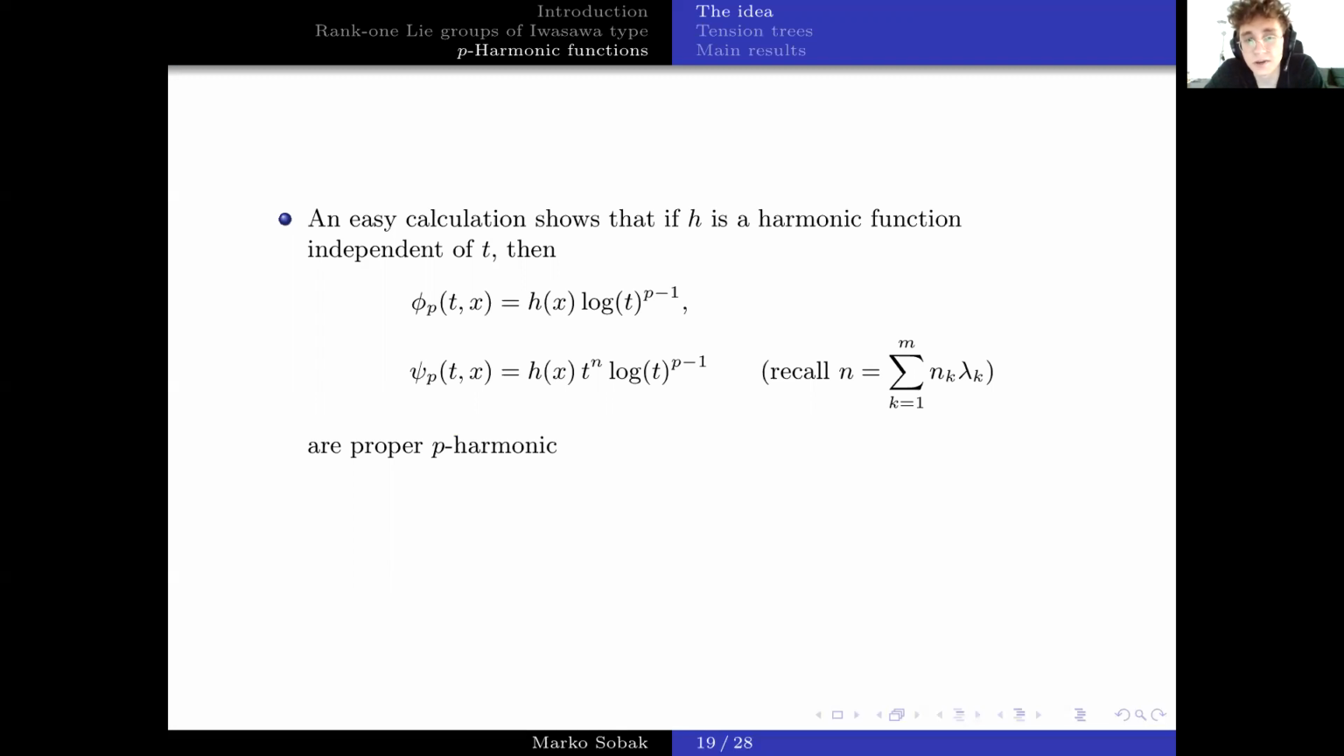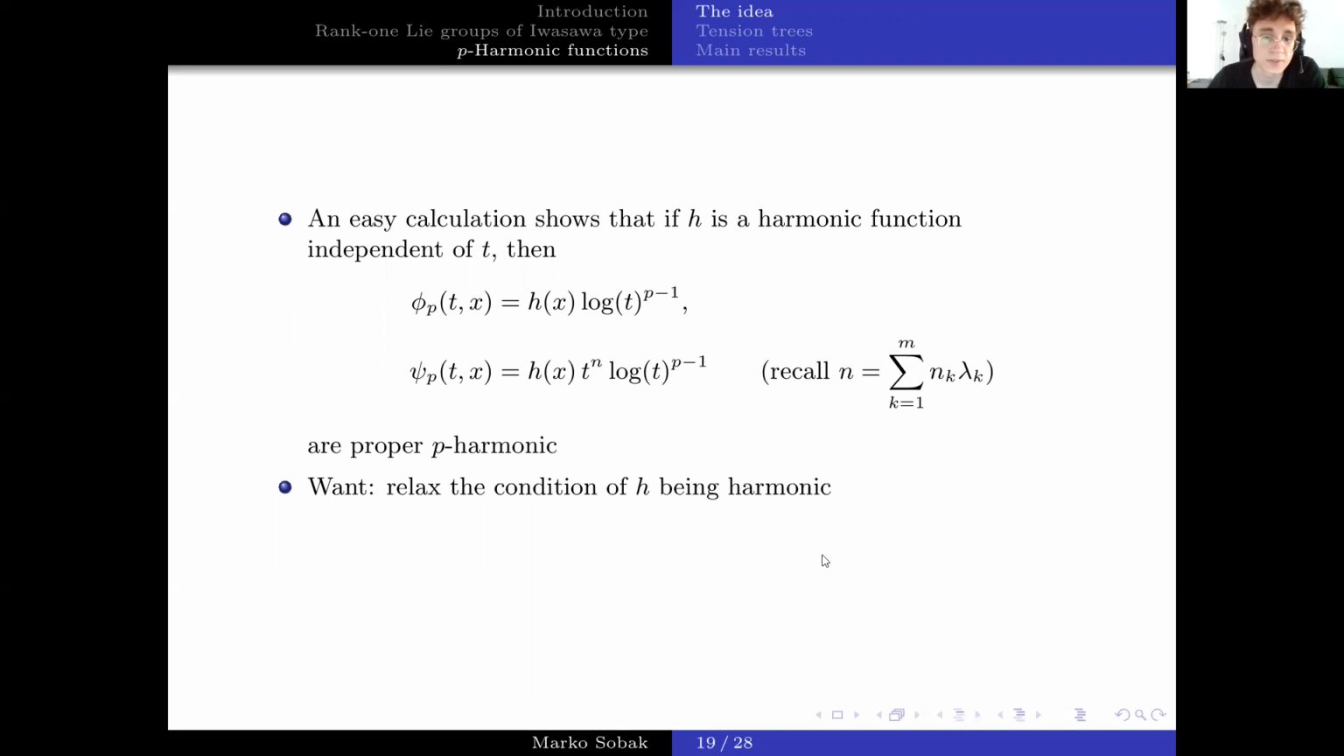However, this condition of h being harmonic and independent of t is often quite restrictive. In some cases you just get functions that are, for example, affine in x and things like that, so it's often not very interesting. And it's a natural question to ask, what happens if I don't take a harmonic function? What happens if I take an arbitrary function h which is independent of t? Can I somehow modify this phi p and psi p to obtain a proper p-harmonic function? That's essentially what we want to do. We want to relax this condition.